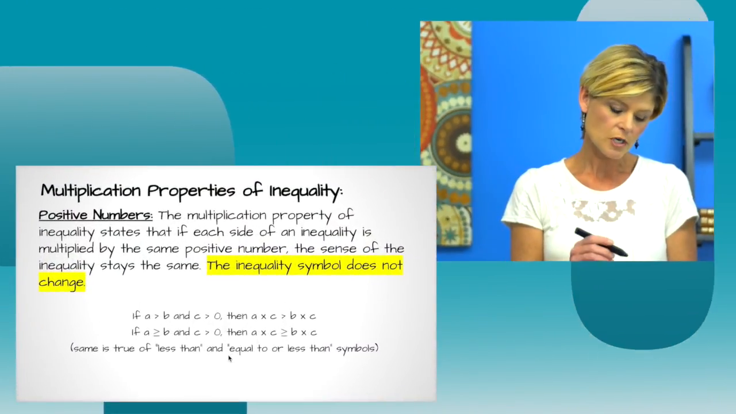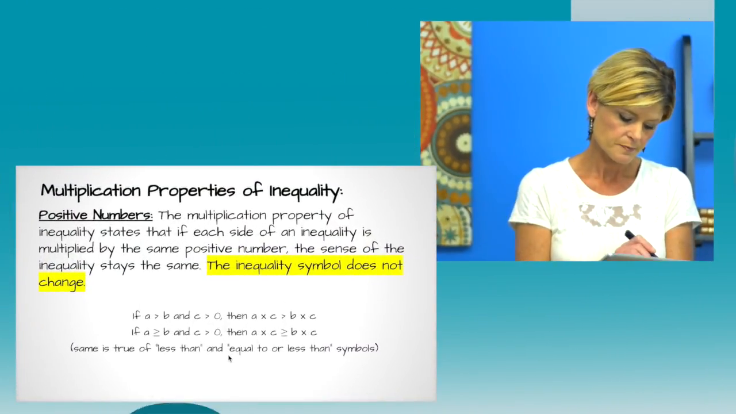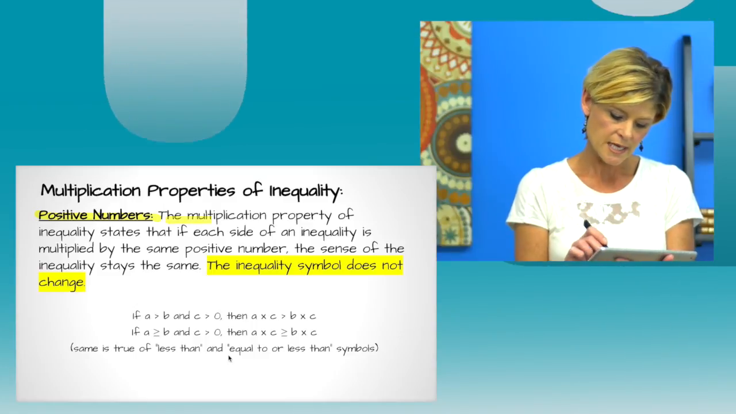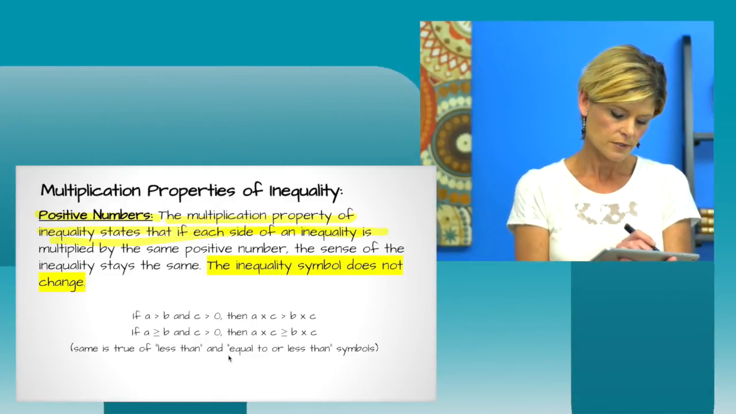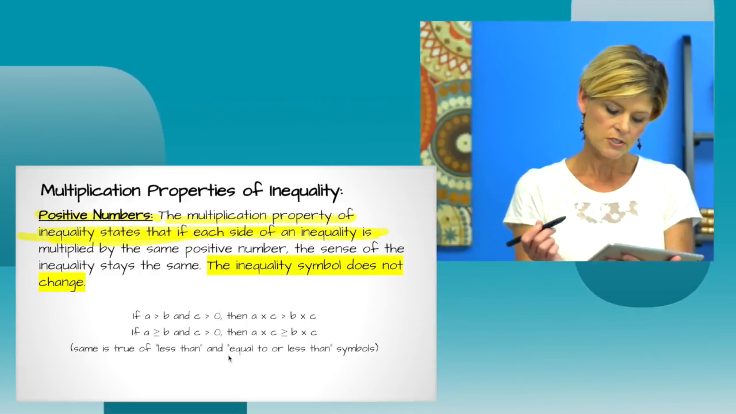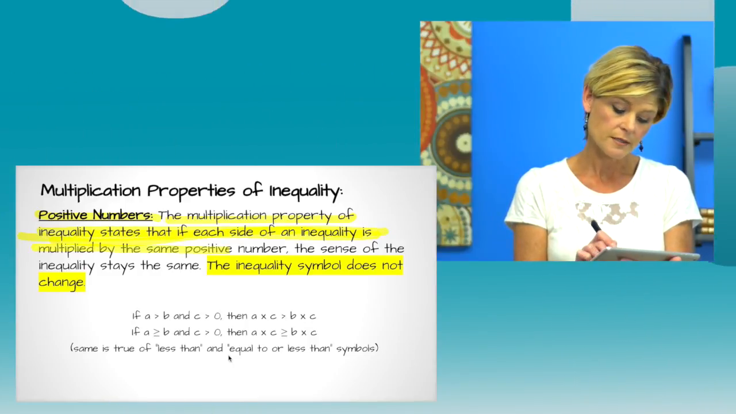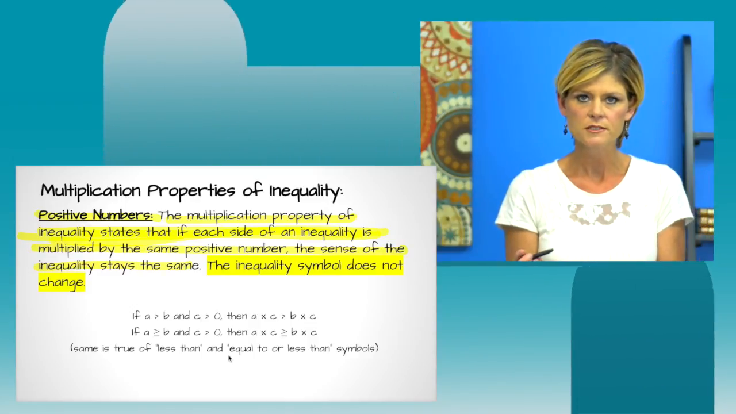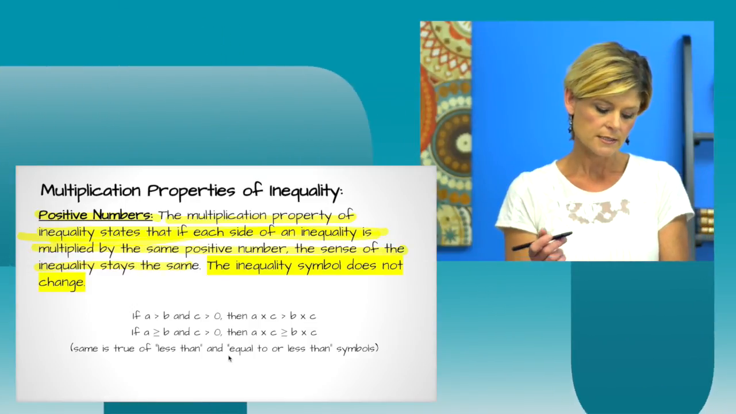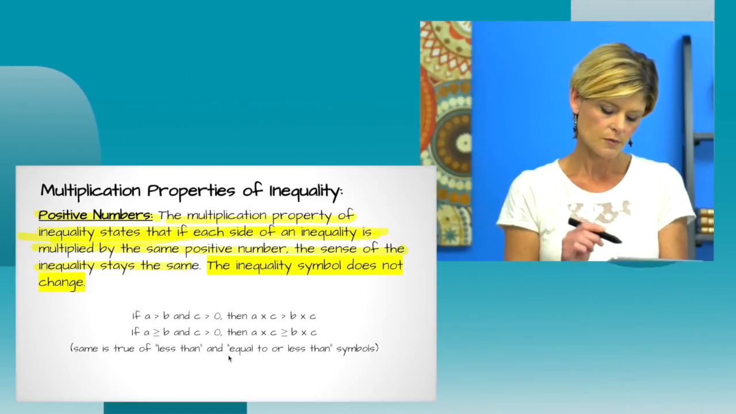First of all, I want to take a minute to talk about the multiplication properties with inequalities, and we'll start with positive numbers. This property tells us that if each side of an inequality is multiplied by the same positive number, the sense of the inequality stays the same. Essentially, the inequality symbol does not change. Let's take a look at what I mean by that.